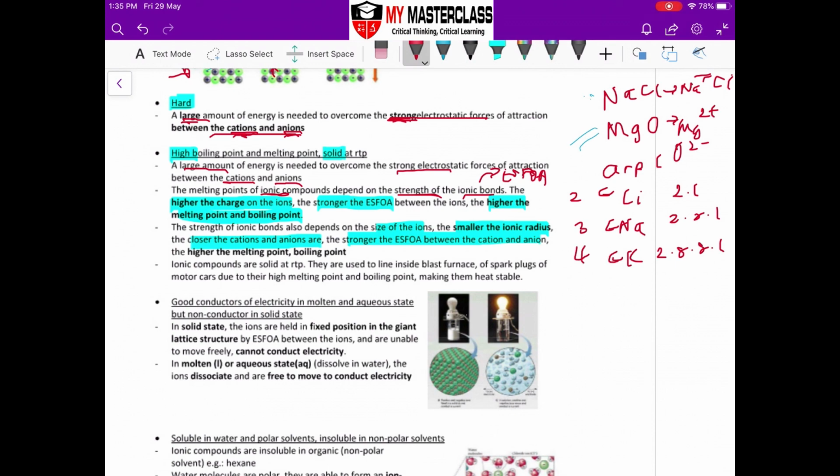So by this deduction, your lithium chloride, LiCl, will have a smaller ionic radius than NaCl, than KCl. So my lithium chloride will have the smaller ionic radius, stronger electrostatic force of attraction, so higher melting point and boiling point. Your potassium chloride will have the lowest melting point and boiling point, because it has the biggest ionic radius, weaker electrostatic force of attraction between the cations and anions. This leads to lower melting point and boiling point.